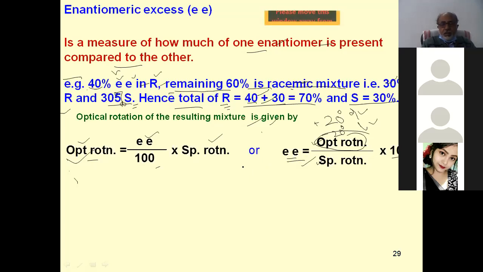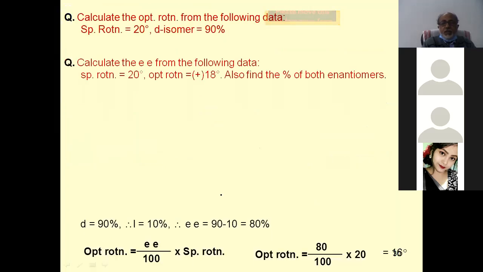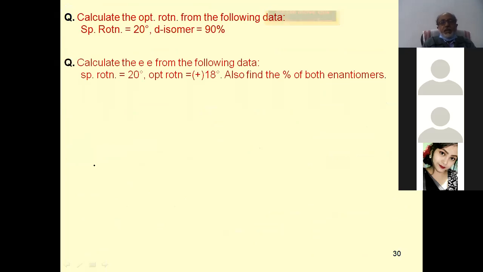Now our percentage of optical purity will be given by this. This also you note down. Optical purity is alpha observed by alpha maximum. Alpha maximum is nothing but the specific rotation into 100. That is optical purity. You take down this. Take down these two questions.